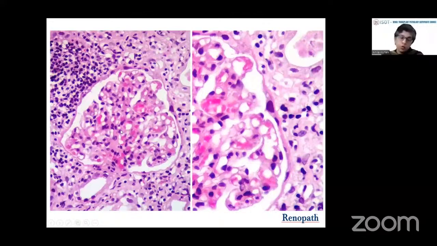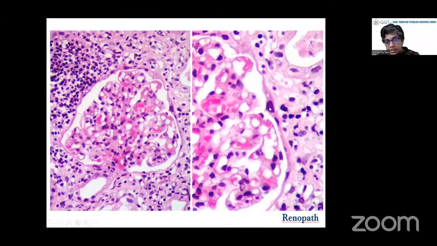Going closer, let's look at a glomerulus. So we look for whether there is glomerulitis. It was not there. There were no fibrin thrombi within the loops. But what was catching our eye here is that one of the parietal epithelial cells is much larger than all the others.